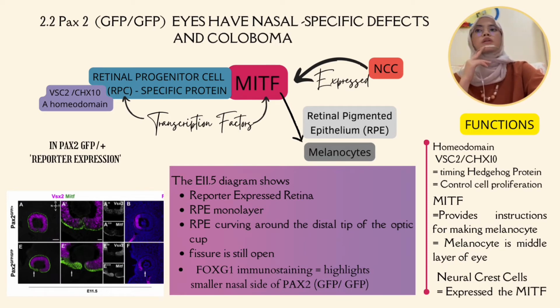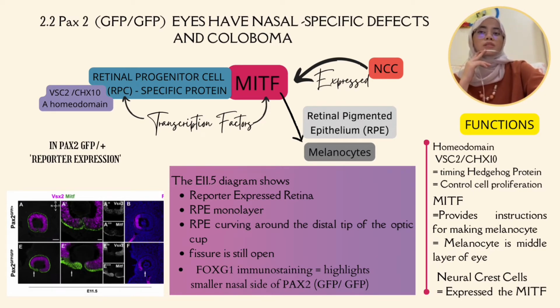We learned about hedgehog protein before, and in mouse eye development, the hedgehog protein basically controls cell proliferation. Cell proliferation means rapid cell production or growth. And RPC is very closely related with the MITF. MITF is another important transcription factor in eye development, and it is expressed by the NCC, neural crest-derived cells. MITF is melanocyte-inducing transcription factor.